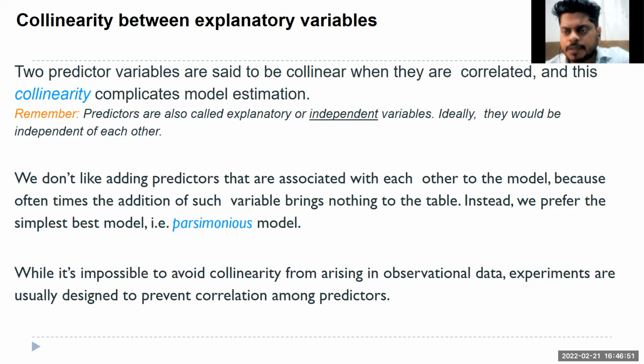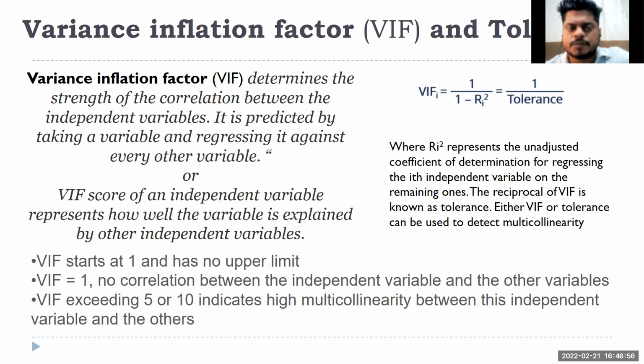So how do you measure collinearity? That is something called the variance inflation factor. The reverse of that is tolerance. Variance inflation factor is 1 by tolerance, or the other way around, tolerance is 1 by VIF. Generally it starts with 1 and can be as high as possible. If the VIF number is more than 5, sometimes we take 10, if it is more than 5 or more than 10, we take that as a problem in our model.